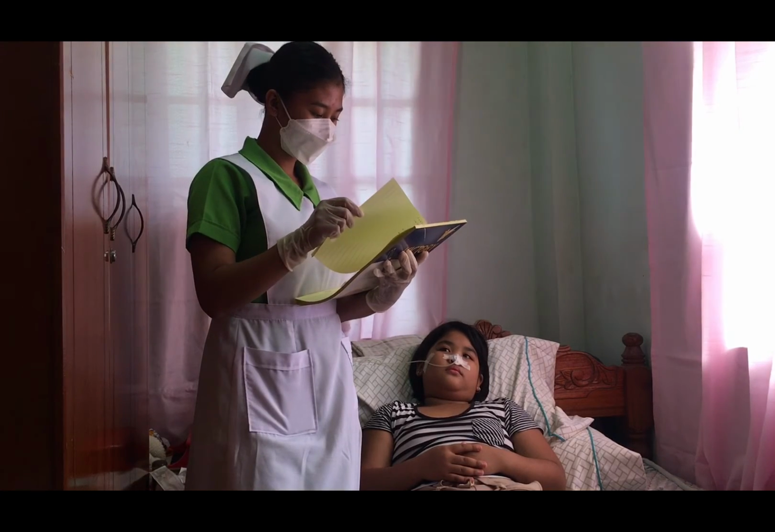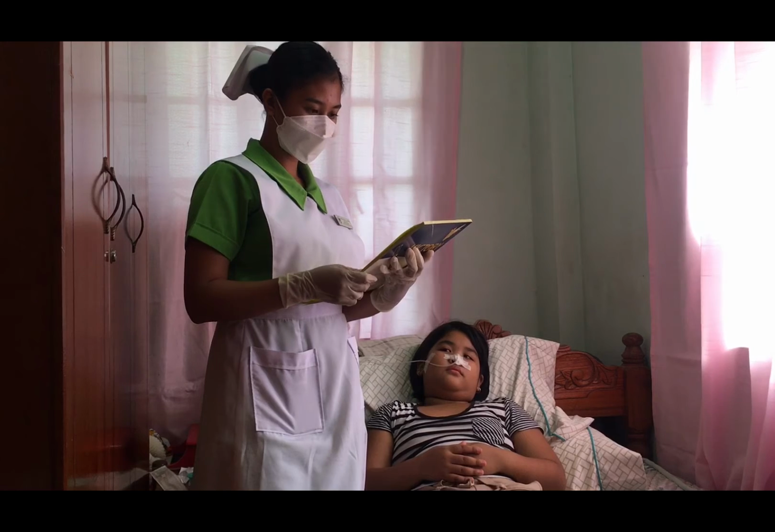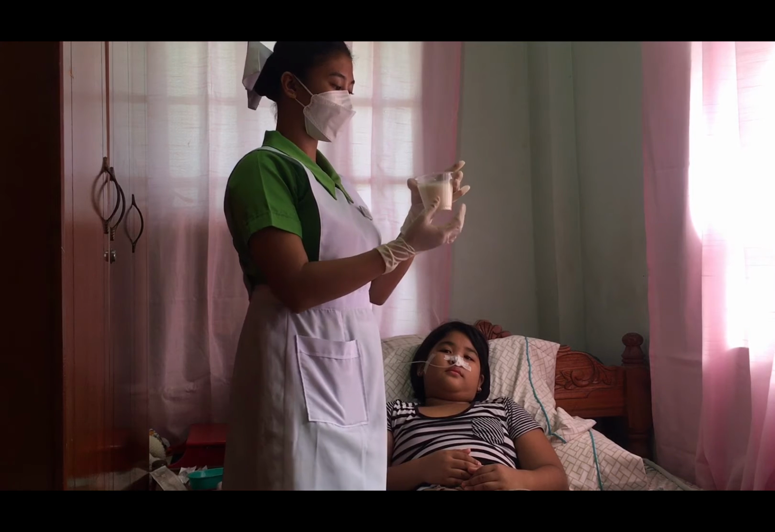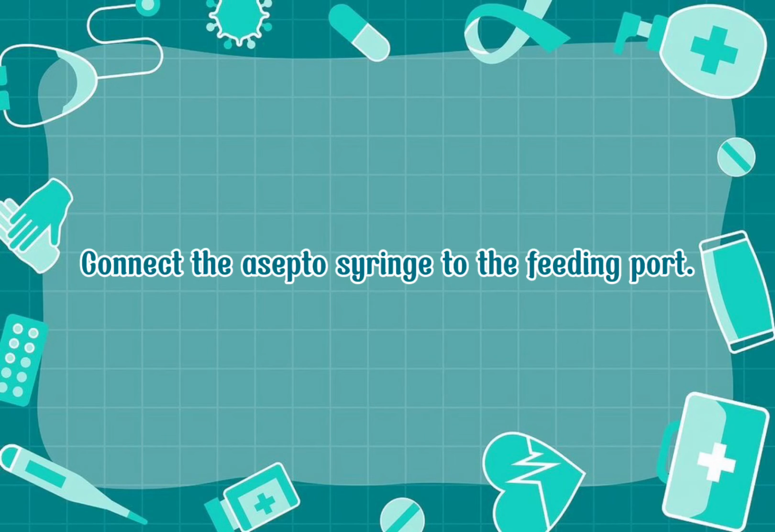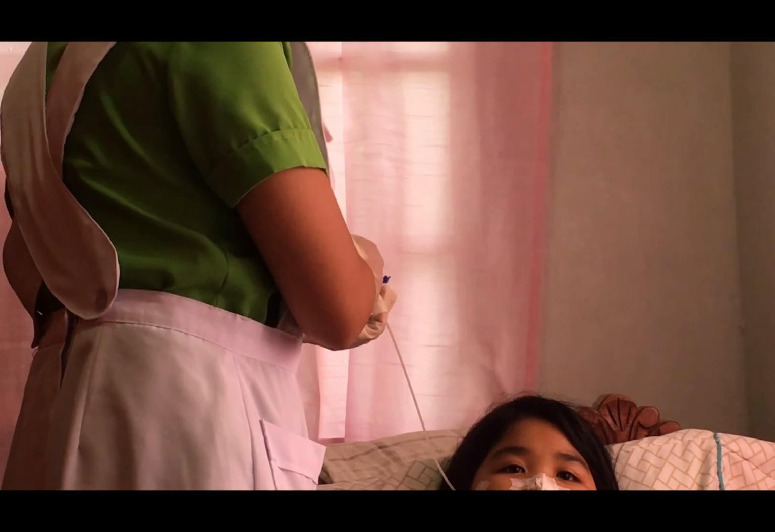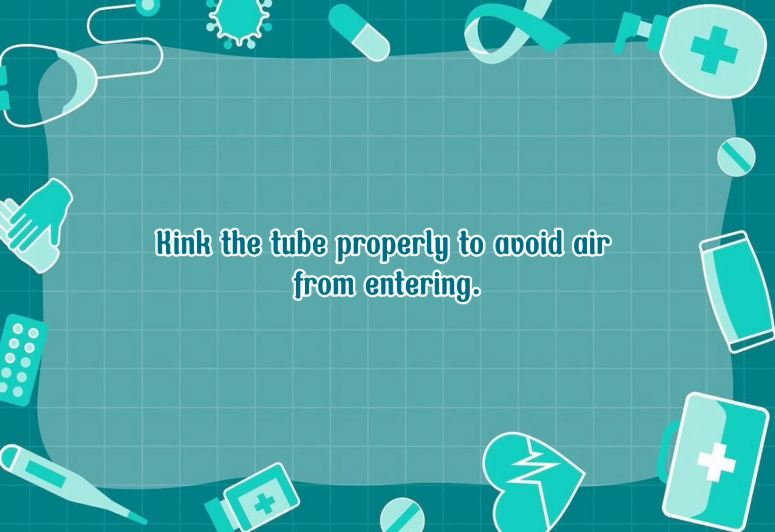For the procedure of the nasogastric feeding, first things first, we need to check the schedule of the patient's feeding. Second, prepare the ordered amount of oral food supplement. Connect the asepto syringe to the feeding port of the NGT. Kink the tube properly to avoid air from entering.